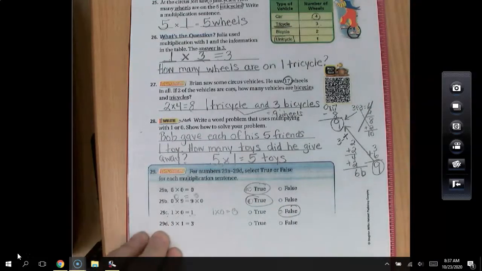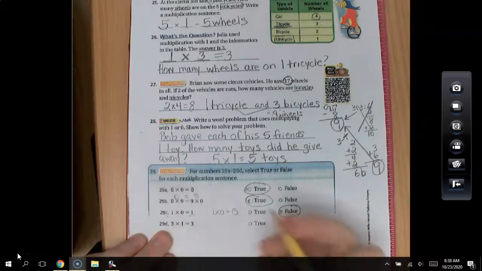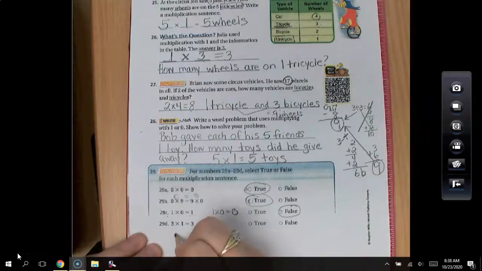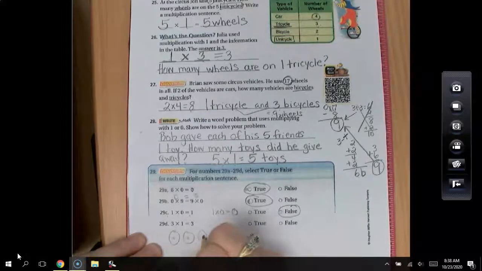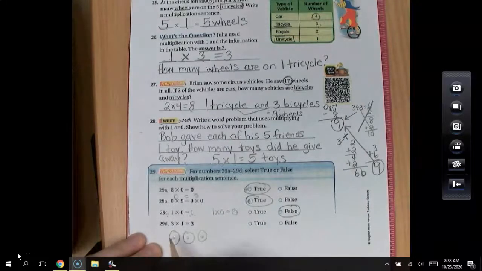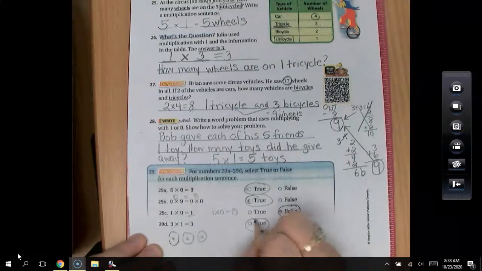And 29d. 3 times 1 equals 3. Is that true or false? Well, I know from the identity property of multiplication that any number times 1 is always that other number. If you don't know or you're unsure, draw a picture. 3 groups, 1 in each group. How many do I have all together? 1, 2, 3. That answer is true.